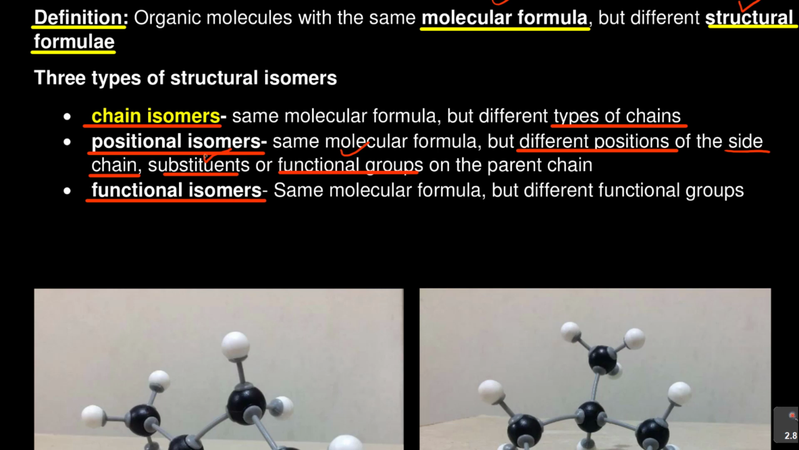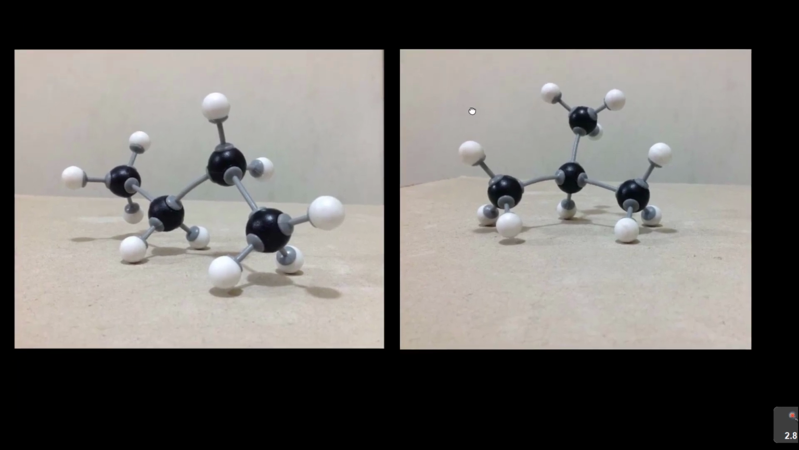With that, we're going to look at functional groups in the next lesson. The functional isomers have the same molecular formula, just like all the isomers, but they have different functional groups, which we're going to be discussing in that next lesson. So remember that a functional isomer is one which has the same molecular formula but different functional groups. Now let me demonstrate these.